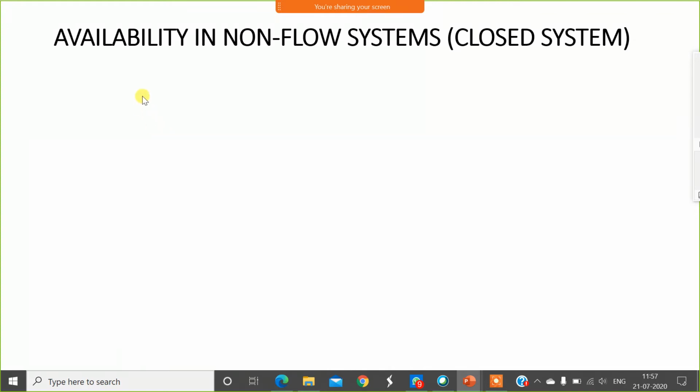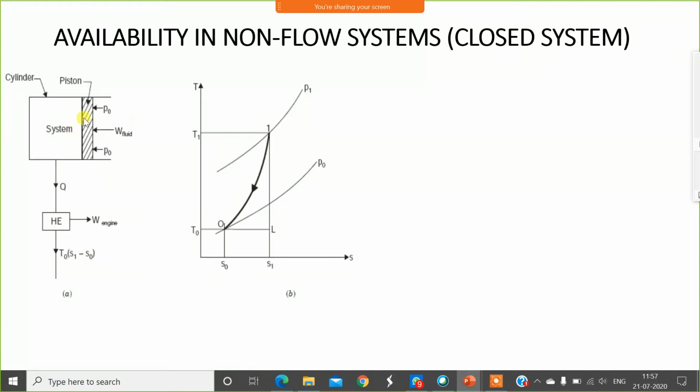Next, availability in the non-flow process. Non-flow process means closed system. Consider a closed system in which a piston cylinder arrangement is given, and inside the cylinder there is a gas, the gas being the system. When the piston compresses the gas, it rejects heat, and when the gas expands, work is obtained.